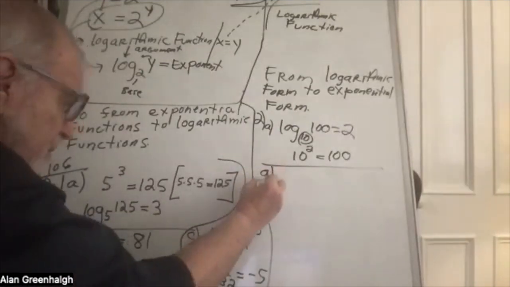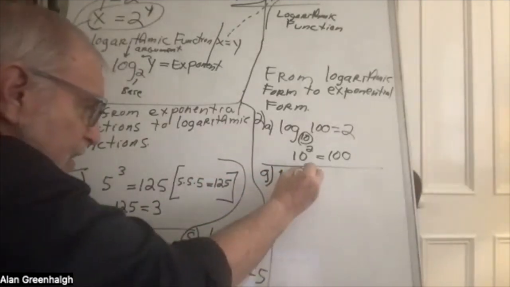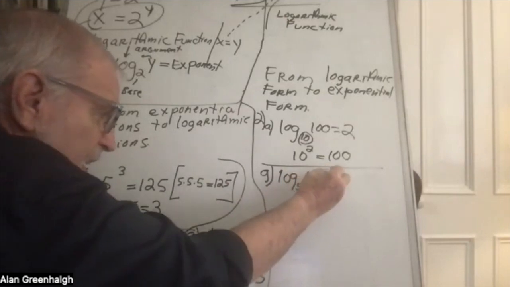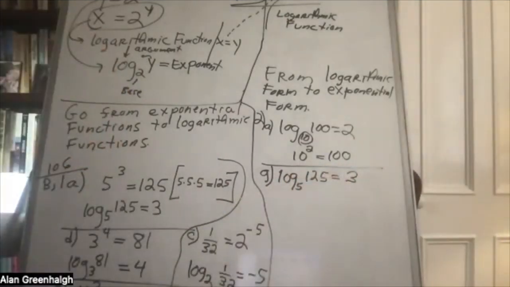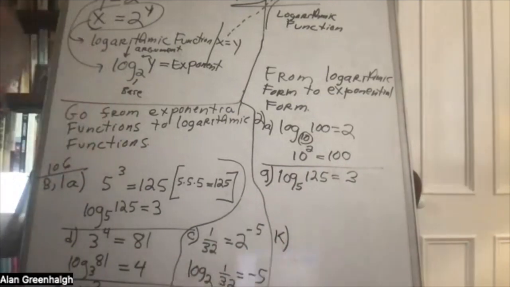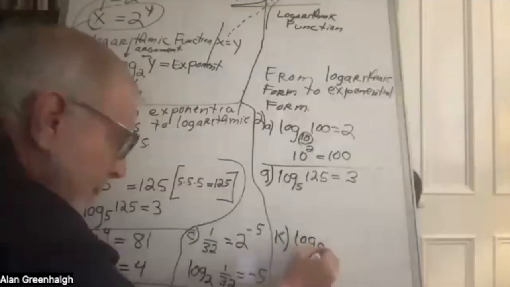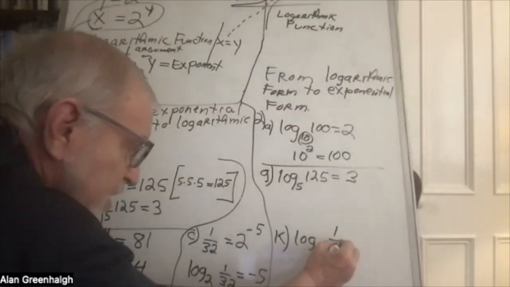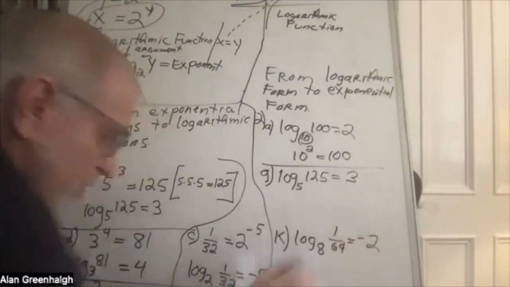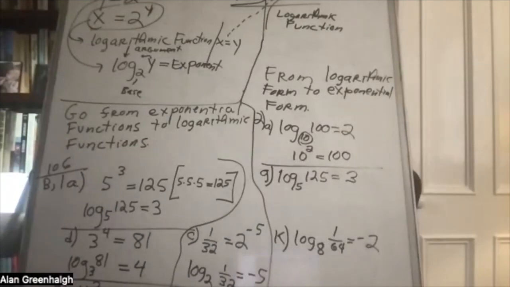Problem G would be log to the base 5 of 125 equals 3. And also, I will ask you to do problem K, which would be log to the base 8 of 1/64 equals -2. So the instructions for these two problems are: change to exponential form.